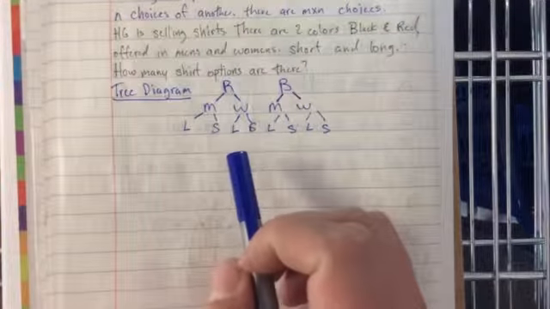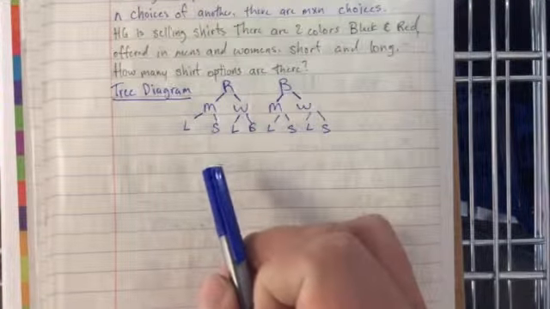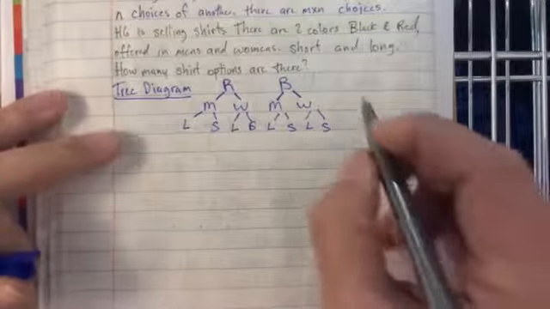Okay, so now across the bottom, how many options of shirts do we have? We have 8. So we have 8 options of shirts.